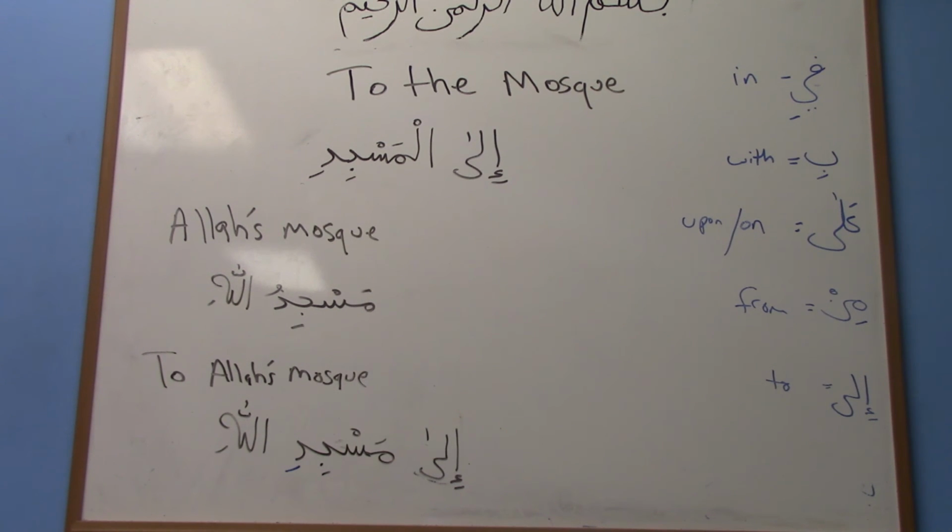هذا بيت حامد وذلك بيت خالد. Everyone. هذا بيت حامد وذلك بيت خالد. Okay. What does it mean? This is the house of Hamid, and that is the house of Khalid.